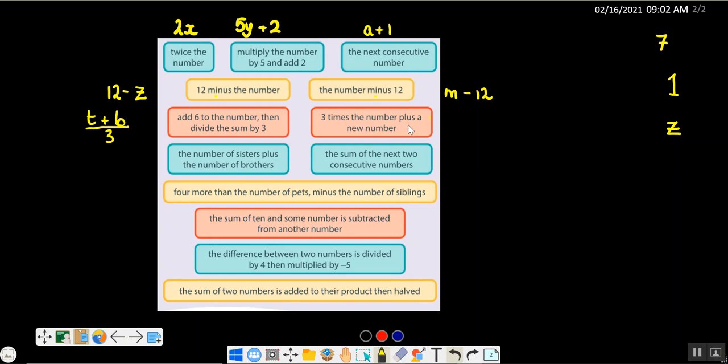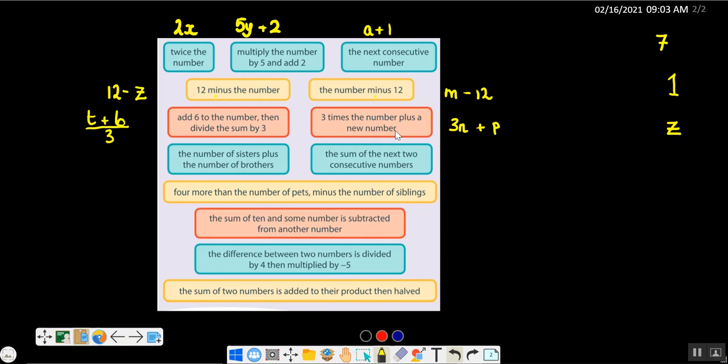This one, 3 times the number plus a new number. Anyone? Nico again? 3m plus. I'm going to say n instead of m because we've used it. Oh, I said plus n, but we could use plus b, or p. I just put m. It's got to be different because it's a new number. What if we do capital? Capitals work fine. If we do capital S, we won't get confused.